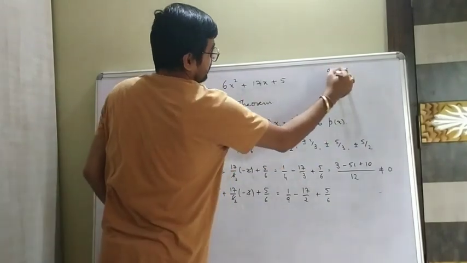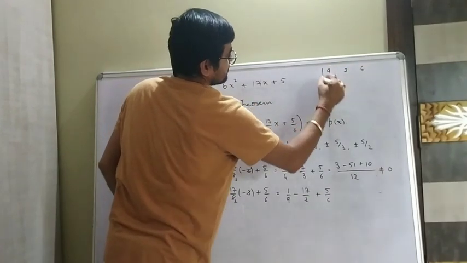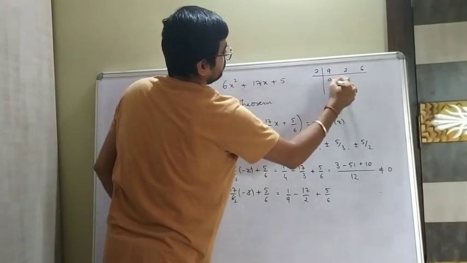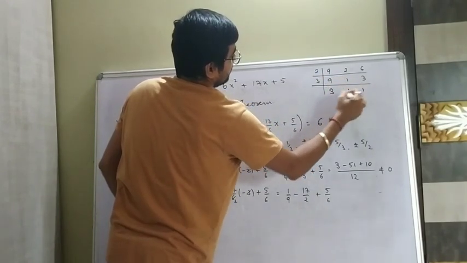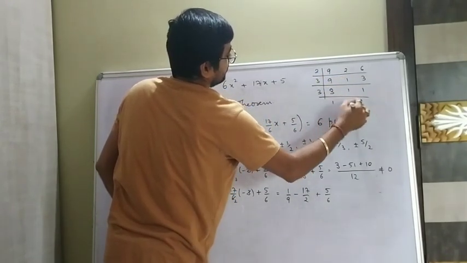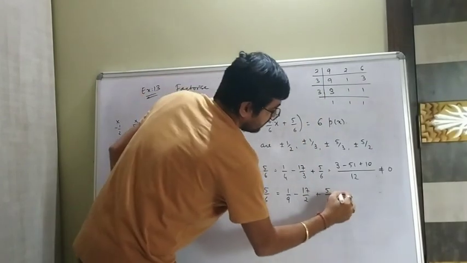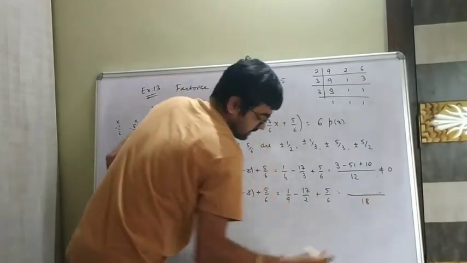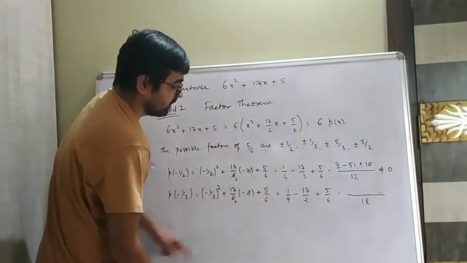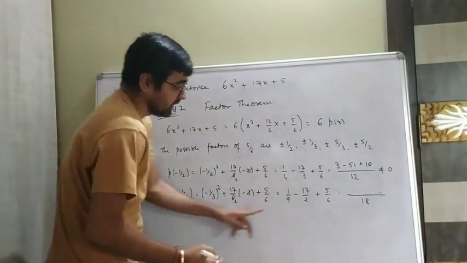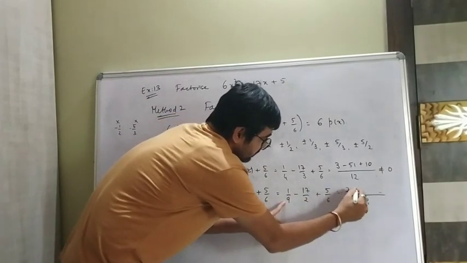9, 2 and 6. What will be the LCM? If I go with 2, 1, 3, then definitely I will go for 3. 3, 1, 1 and 3. 1, 1, 1. 3 9s are 18, so 18 is my LCM. Now if I got LCM 18, then what will be my further numerator? 9 2s are 18, this will be 2.